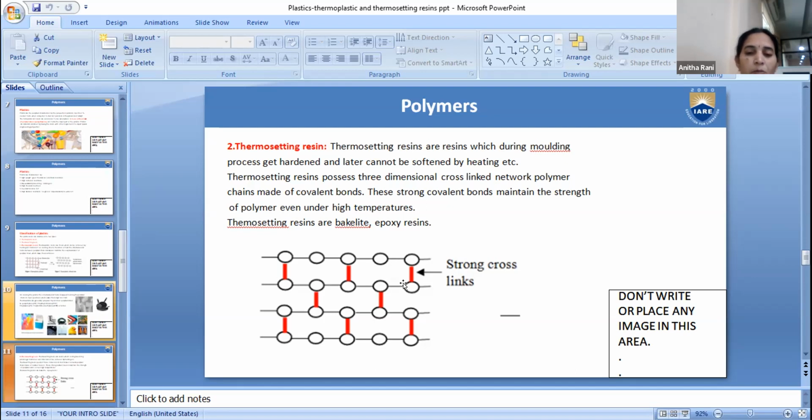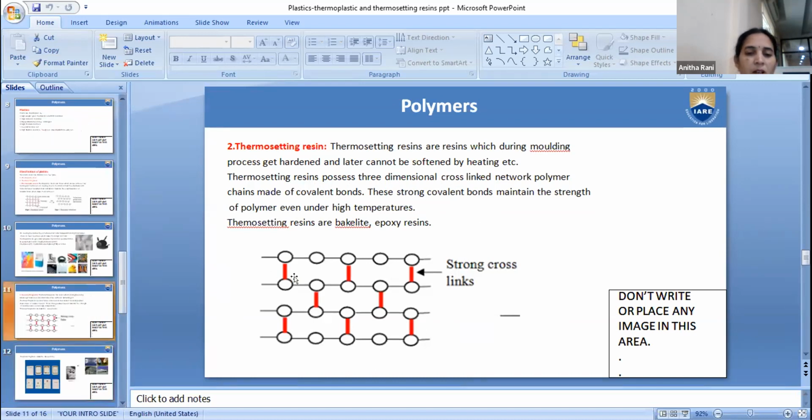Why does it have more strength? Because these resins have strong covalent bonds. Thermosetting resins possess a three-dimensional cross-linked structure, made up of covalent bonds. These chains are made of covalent bonds. So these strong covalent bonds maintain the strength of the polymer even under high temperature.